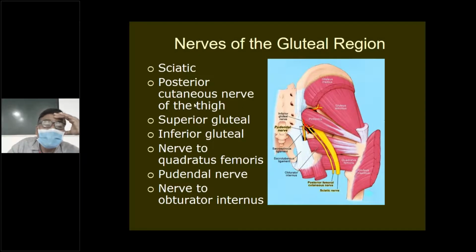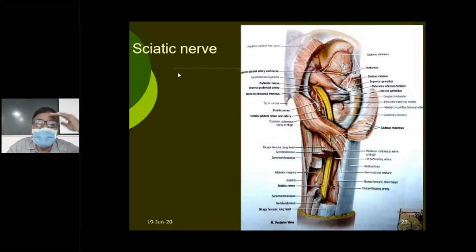So these are the structures now. Nerves first. We'll focus on the nerves. The largest is the sciatic, we will learn that first. You know, the superior gluteal is the only one which is above the piriformis. All others are below. So let us learn the sciatic first. The sciatic nerve is the thickest nerve in the body. That is a very important point. As thick as your little finger. So that is the sciatic nerve.